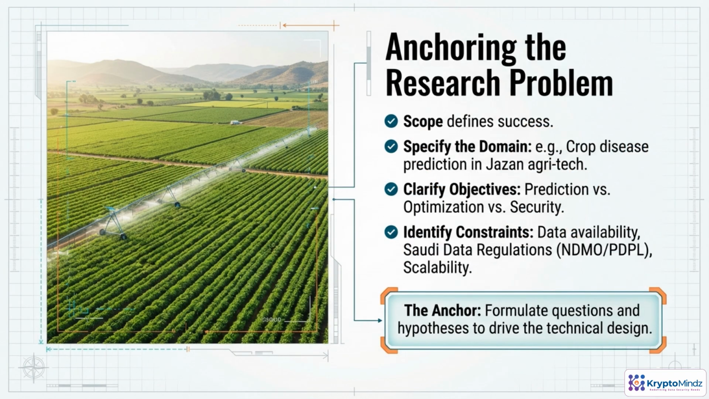Anchoring a research problem means drawing a clear box around what you will and will not do. Start by setting a tight scope, so success is measurable. Specify the domain in a Saudi context, for example, Jazan Agritech, rather than agriculture in general. Clarify whether your main goal is prediction, optimization, or security. Then list the key constraints and turn all of this into precise research questions and hypotheses.